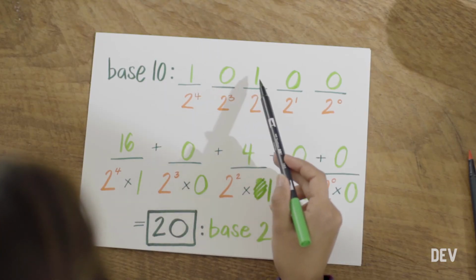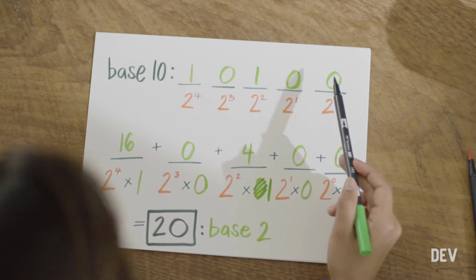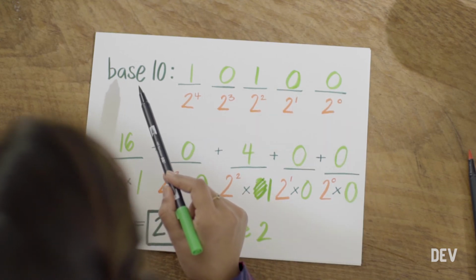So what happens if we want to convert from binary into base 10? Well, we can take the same logic we just applied and sort of flip it. So for example, here's a number, 10100, which we want to convert into base 10.